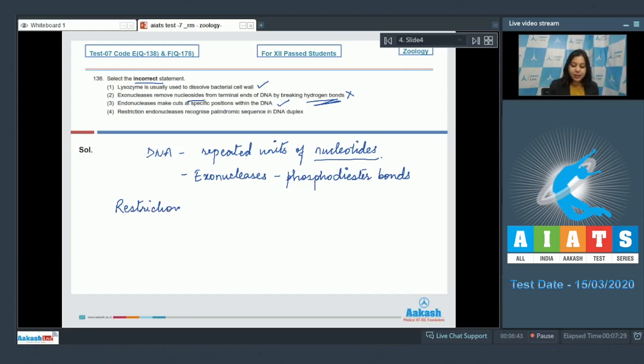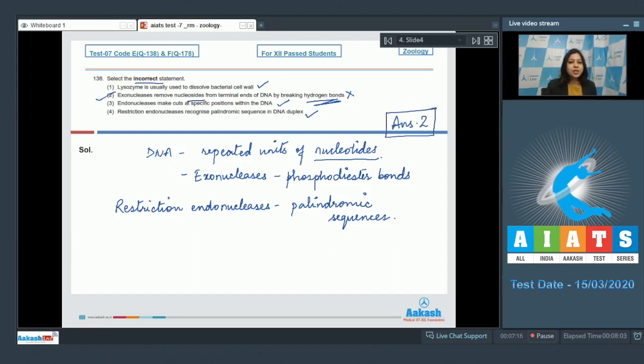Restriction endonucleases make cuts only at palindromic sequences. Let us read number 4. Restriction endonucleases recognize palindromic sequences in DNA duplex. This is also a correct statement. So, we have to identify the incorrect statement, which is option number 2. So, the correct answer becomes option number 2. Proceeding to the next question.